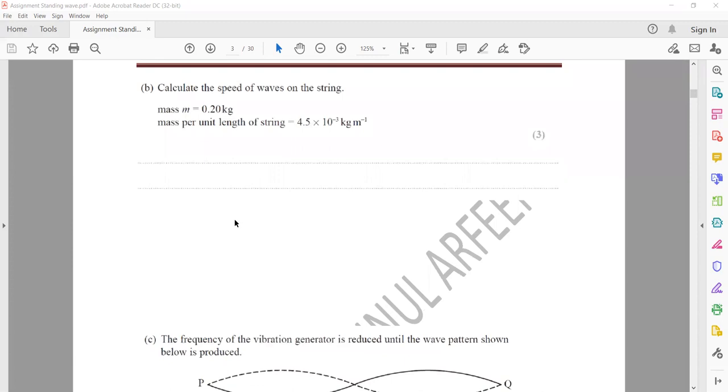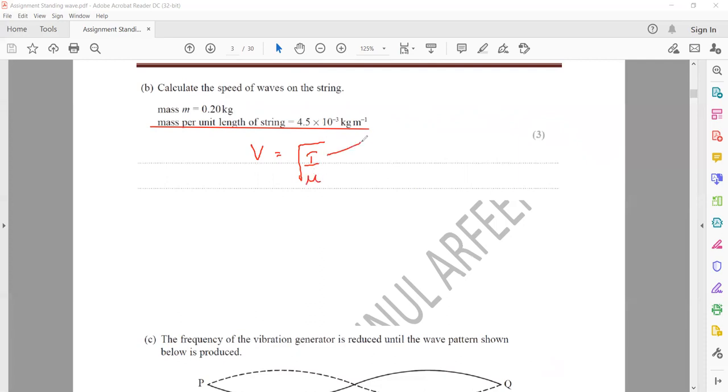In part B, calculate the speed of the wave on the string, with a mass of 0.2 kilogram and mass per unit length on the string given as 4.5 times 10 power minus 3. The formula which relates speed, tension and mass per unit length for a wave in a string is v equals under root T divided by mu. That is the formula which we use to find the speed of a wave in a string.